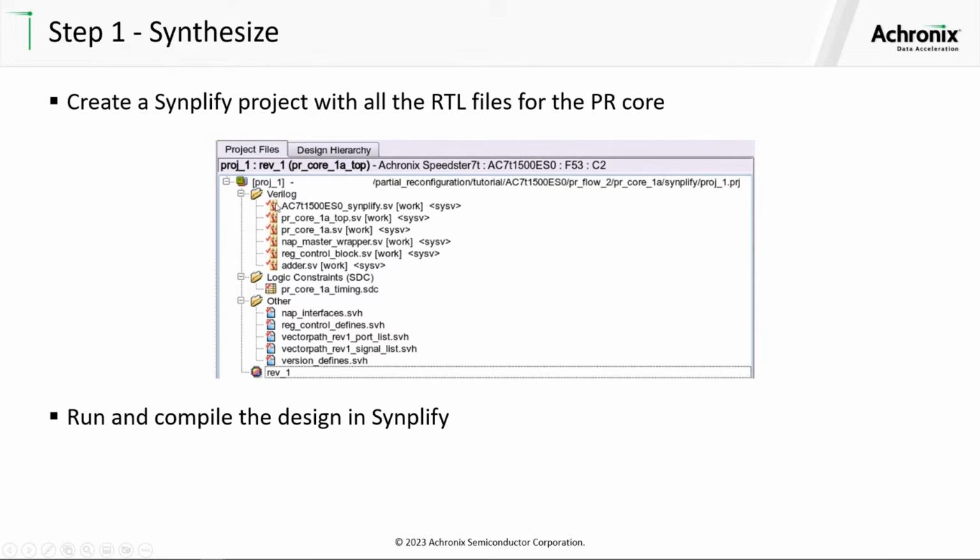So the first step we said was to synthesize the design. That's where you're going to write your RTL for the IP that you have and for that function you're creating. So you create a Simplify project with all those RTL files included in it for that partial reconfiguration core. Once you've done that, you're going to run and compile the design in Simplify. So that will actually synthesize the design.